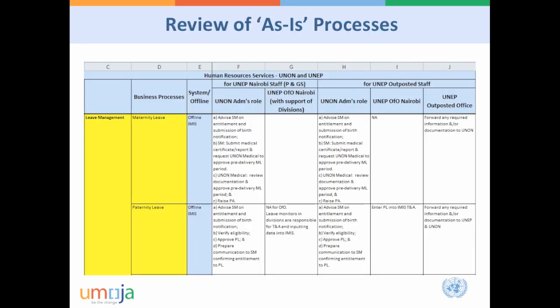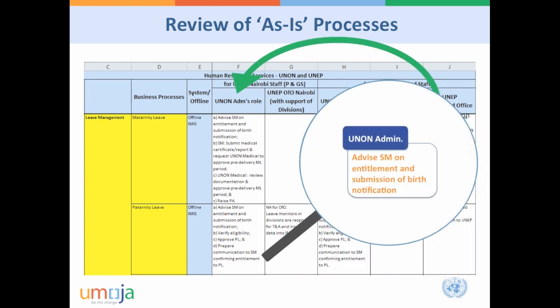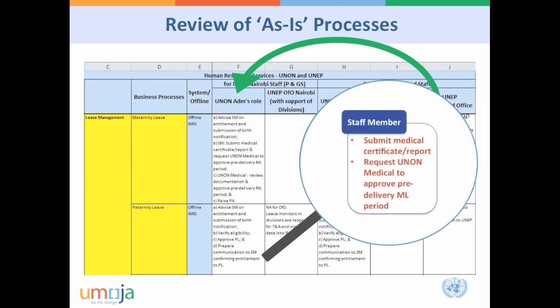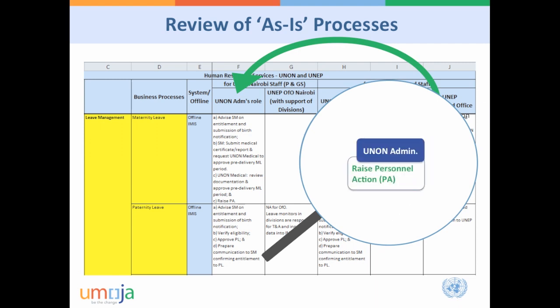This is how Jane requested her ML in the past. She would go to the Yunan administration to find out the details of her entitlement and the logistics of submitting a notification of birth. Then she would submit a medical certificate or report and request approval from Yunan Medical Service for her pre-delivery ML period, which determines when she would begin her maternity leave prior to giving birth. Yunan Medical Service would then review Jane's documents and, hopefully, approve her pre-delivery ML period. Finally, Yunan administration would raise a personnel action. These are 4 separate steps that must be followed by multiple users.